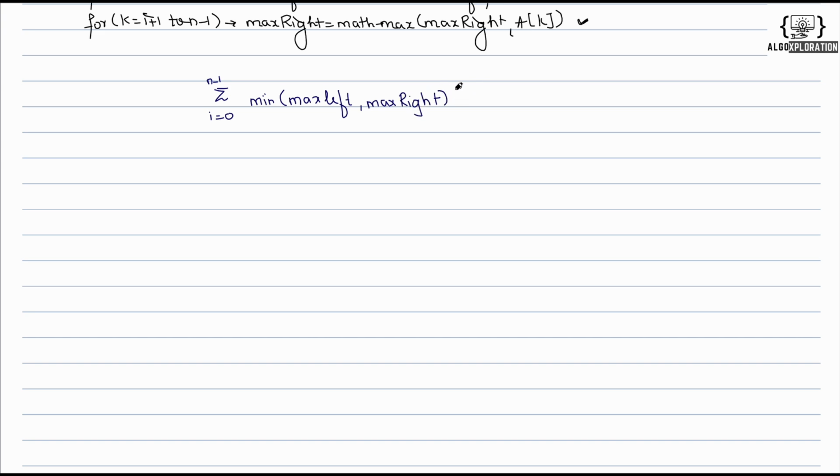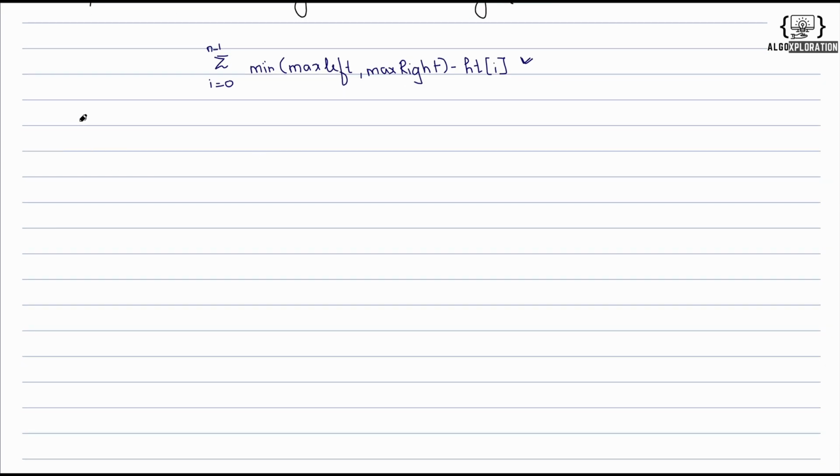After finding the minimum of them, we have to subtract it with the height of the building. That's it. So the pseudocode will look like this. First of all, answer will be 0. Now we have to run for each and every building. So I will be running from 0 and it will go till n, right? After that we have to find out the max left as well as max right.